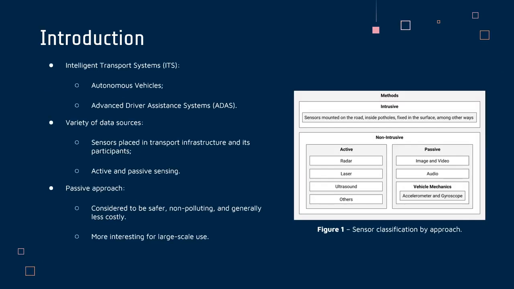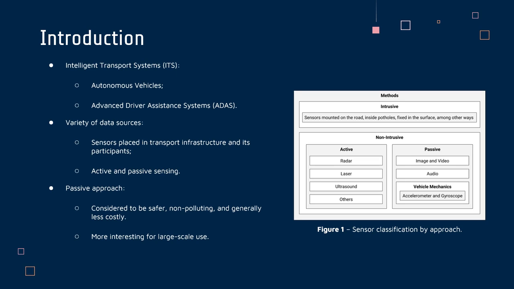In the past few decades, intelligent transport systems have emerged to improve the performance of transport systems. Among some of its most notable applications are autonomous vehicles and advanced driver assistance systems. For the operation of these applications, situational information about the transport infrastructure and its participants is required. This information is produced through a large amount of data used in artificial intelligence models.